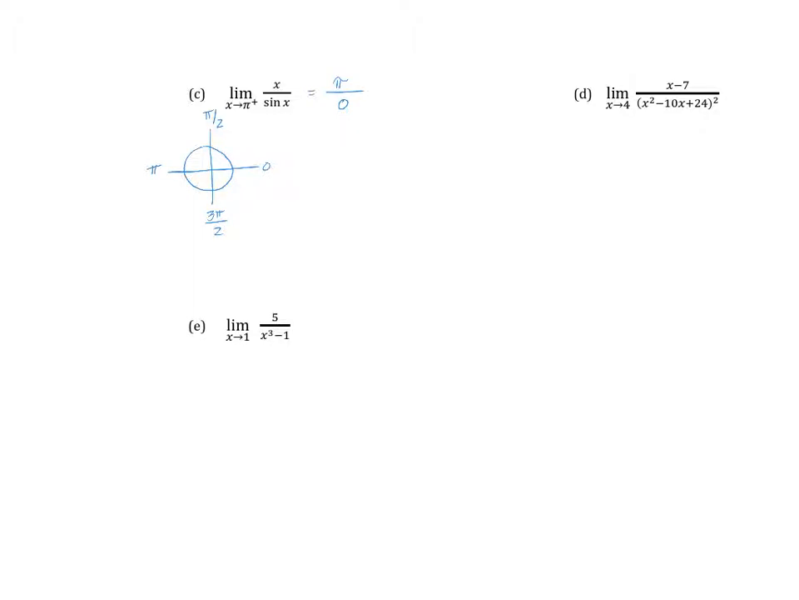So if I'm approaching pi from the right, I'm approaching in quadrant 3, which means that sine is negative because we're in quadrant 3. So going back to trig in our unit circle, my denominator is going to be negative. So positive over negative tells me that this is going to be approaching negative infinity.